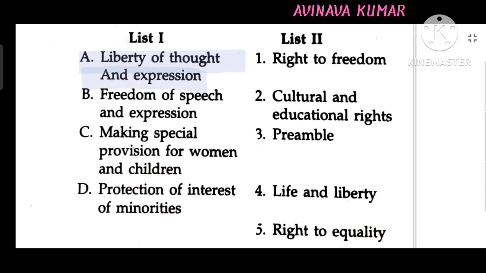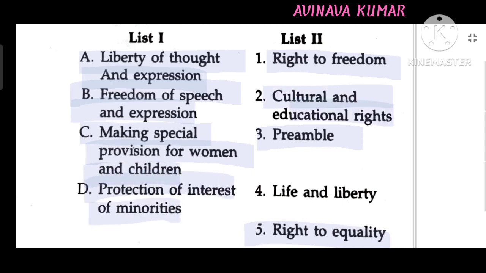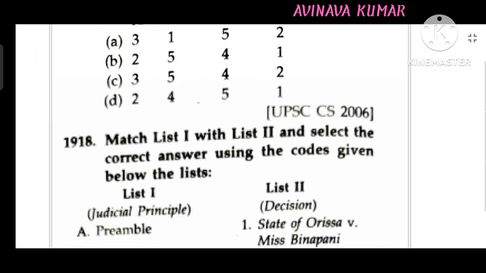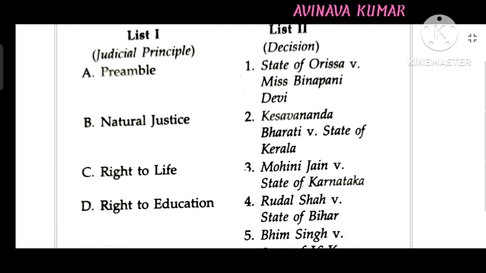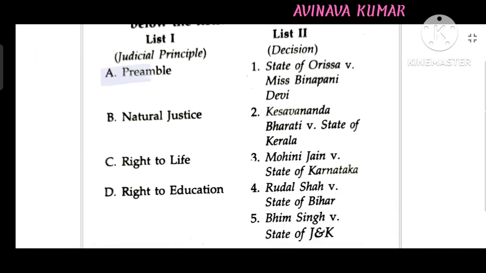Liberty of thought and expression: Preamble. Freedom of speech and expression: right to freedom. Making special provision for women and children: right to equality. Protection of interest of minorities: cultural and educational rights. Preamble: Keshavananda Bharati versus State of Kerala. Natural justice.